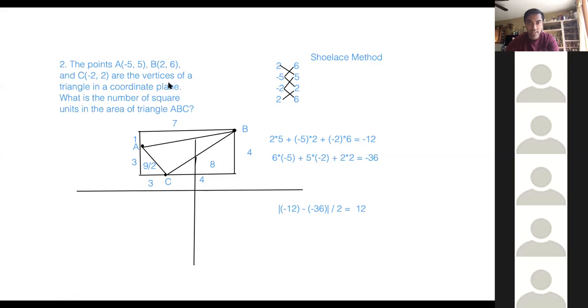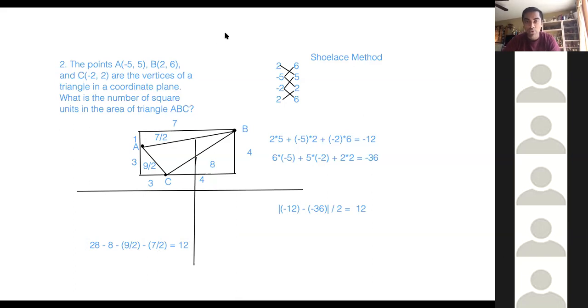This triangle area is 7/2. And we can subtract these from the area of the full rectangle, which is just 7 times 4, 28. So it's 28 minus 8 minus 9/2 minus 7/2, which gives us 12. So same answer, but you can do it in this way.